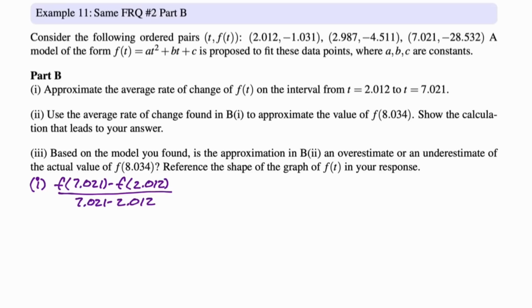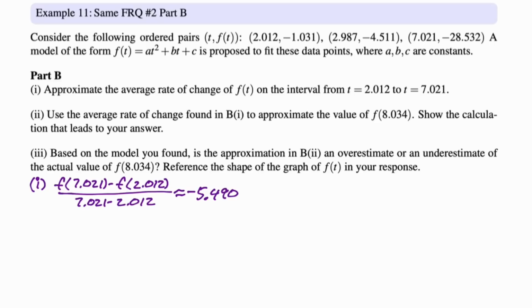So we just set it up. Our model name is f, so I do f of 7.021 minus f of 2.012 over 7.021 minus 2.012. Then it's calculator, so you just let the calculator get that value for you. So I got negative 5.490.